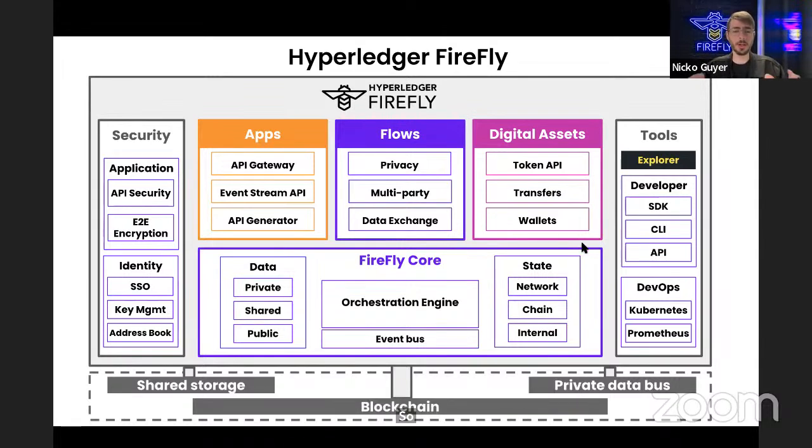FireFly Core is kind of the orchestration engine of all of FireFly. FireFly is a microservice architecture, and there are many different services that run within it, but FireFly Core is the thing that connects all of them together and orchestrates transactions across the blockchain, shared storage, or private data exchange as well within a consortium network, if that's how you're running FireFly.